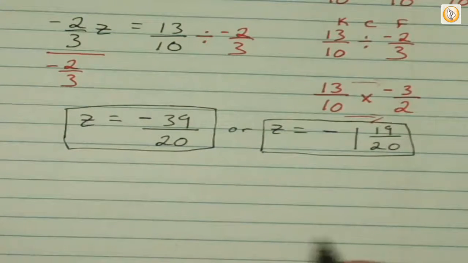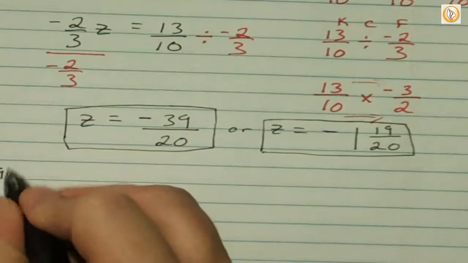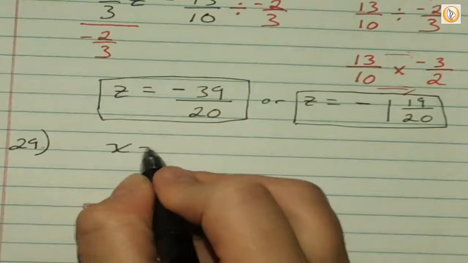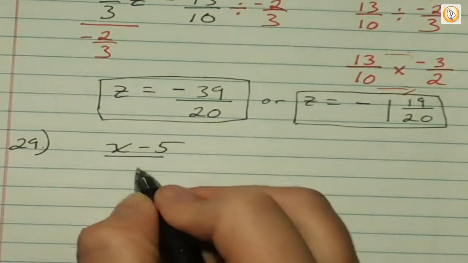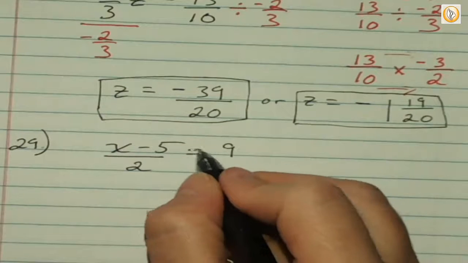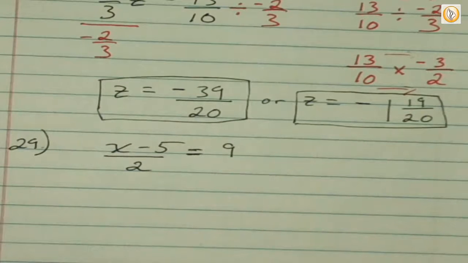Okay, Cecilia, you're doing 29. x minus 5 all over 2 equals 9. Oh, Cecilia. Now, think about it long and hard. What do you think we should move? Multiply 2. Look at her go.